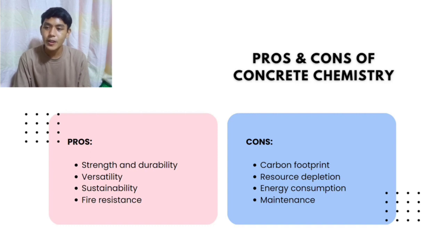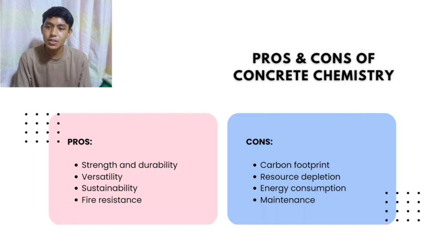Pros: strength and durability. Concrete is a strong, durable material that can withstand heavy loads, weathering, and erosion. It can be used in a wide range of construction applications, from buildings and bridges to highways and dams. Versatility. Concrete can be formed into a variety of shapes and sizes, making it a versatile construction material. It can also be colored or textured to create a range of finishes.